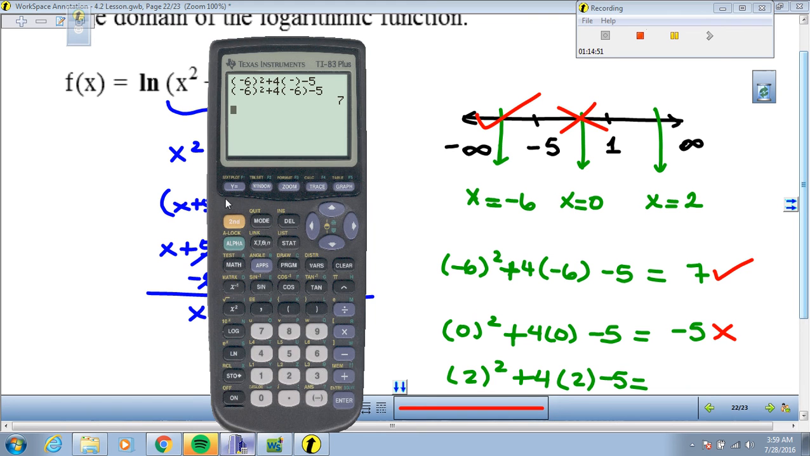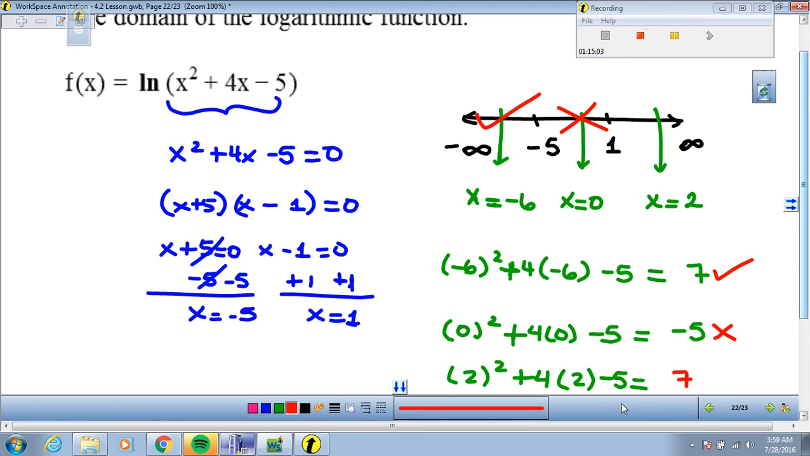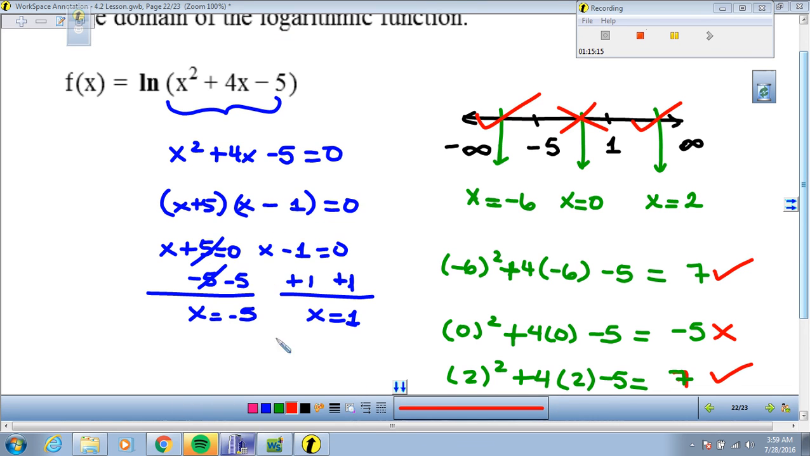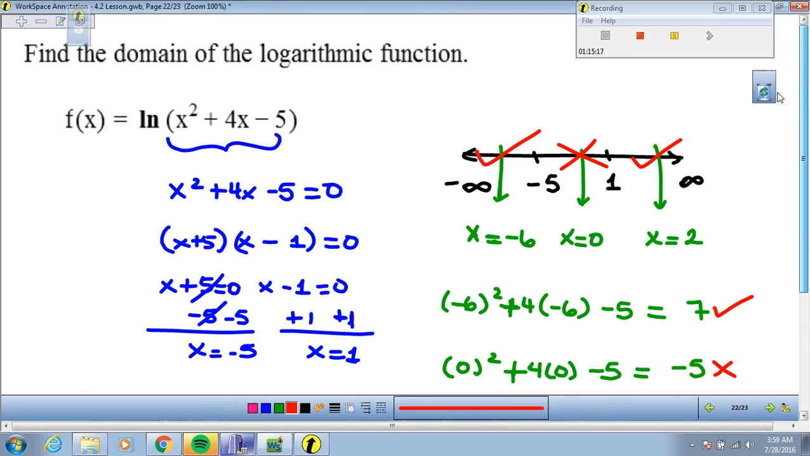Now with the 2, 7. So again, can you use 7? Yes. Okay. So the solution or the answer is going to be that the domain goes from negative infinity to negative 5.